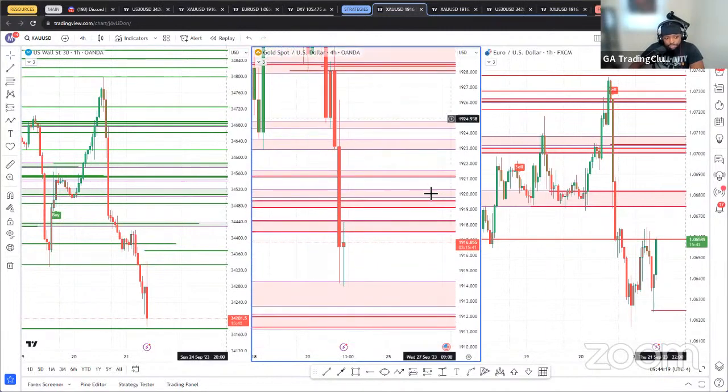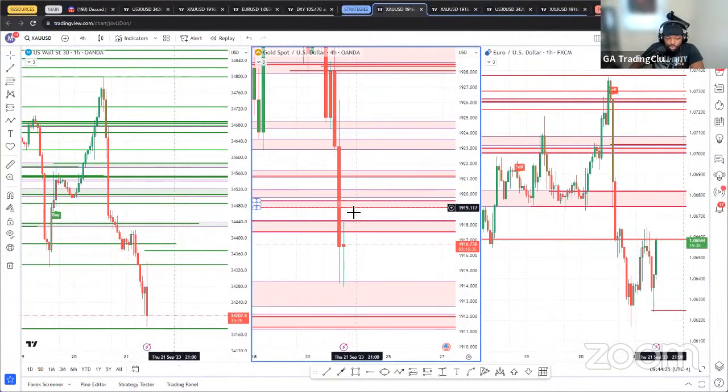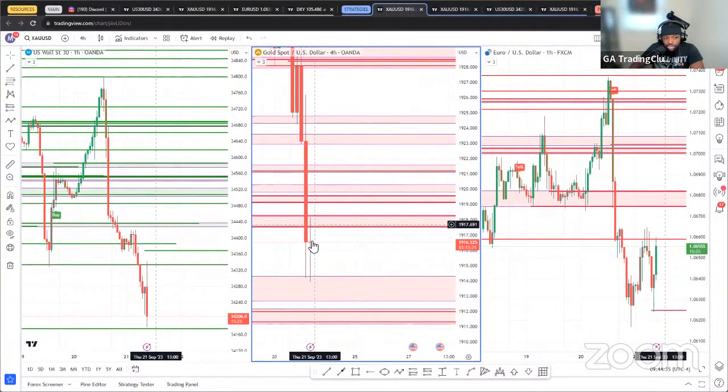So you can see, what is it based off of? You had this huge 4-hour candle that broke multiple 4-hour sell SARs. So it broke this double SAR at the top here, broke this double SAR at the bottom here. So that's the break candle. Then this is the continuation candle.